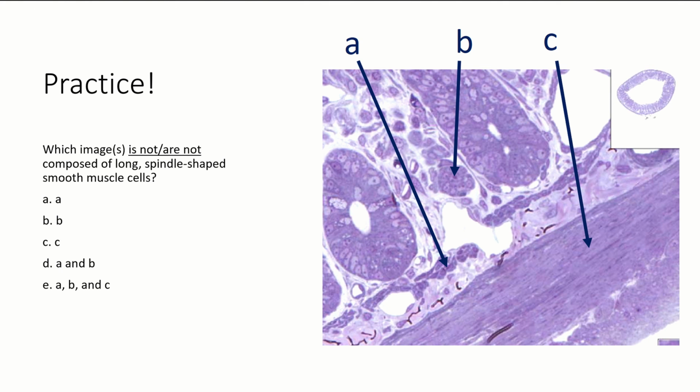So now we're going to do some practice. So here we go. This is one in the intestines, the small intestine specifically. So which images are not composed of long spindle-shaped smooth muscle cells? Okay, so we're looking for smooth muscle. Remember, we kind of already went over this. So A, remember we said that this long little kind of darker strip in here that's kind of thin and tiny, this is smooth muscle.